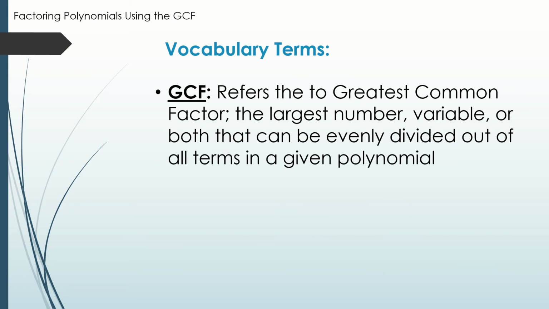So the first is, what is this GCF? GCF should sound familiar, greatest common factor. What's going to be different with it now from what you did in the past is that you probably just looked at constants, just numbers, and found the greatest common factor between them. Now we're looking at terms that sometimes include variables, looking at polynomials, and then we can divide that out of all the polynomials. So GCF is greatest common factor. It is the largest number, variable, or both that can evenly be divided out of all the terms in a given polynomial. In order for it to be a GCF, it has to be able to be divided out of every term.